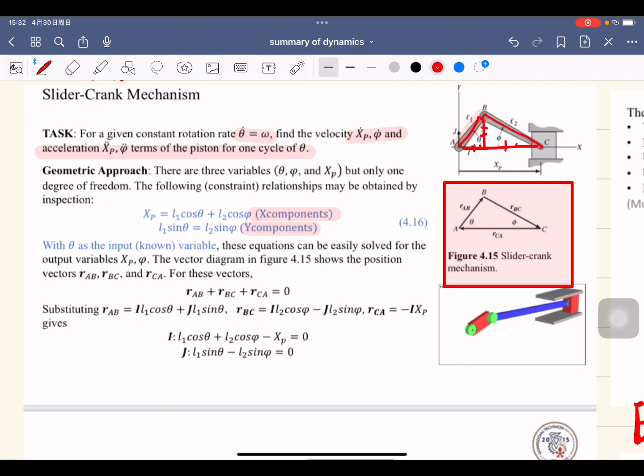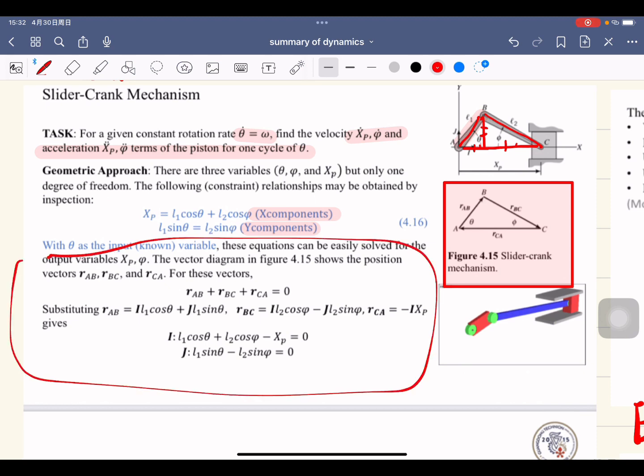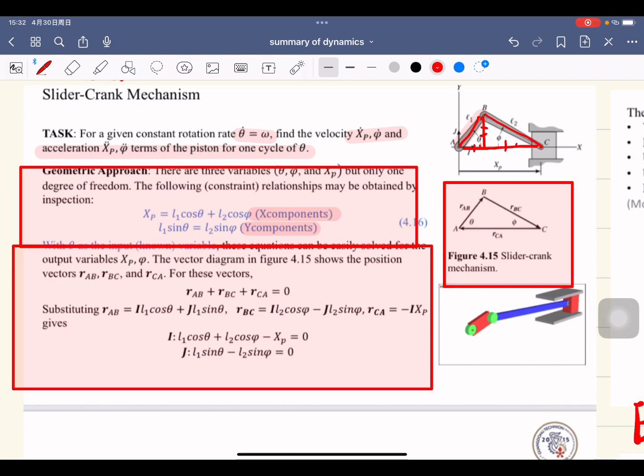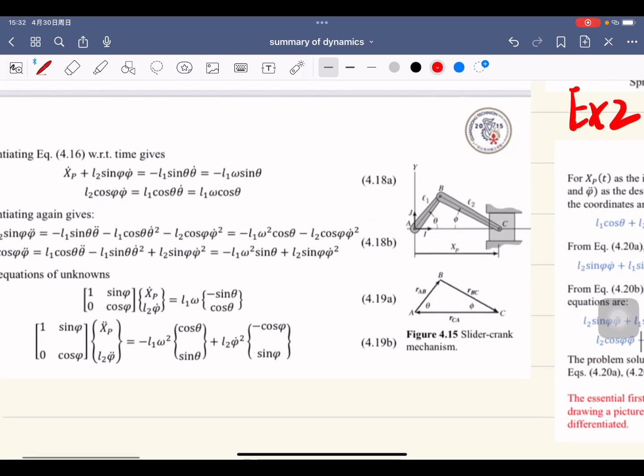With theta as the known input variable, this equation can be easily solved for the output variables, s_p and phi. The vector diagram in figure 4.15 shows the position vectors R_AB, R_BC, and R_CA. For these vectors, you can add them together. But these two are the same. For this method and for this method, the purpose is to find the x and y components relationship for the bar. So next, we should differentiate it.